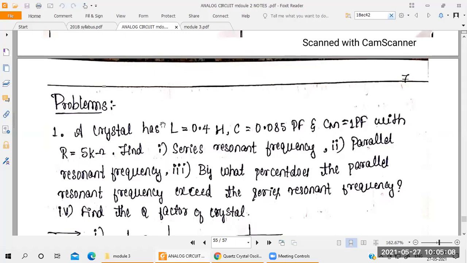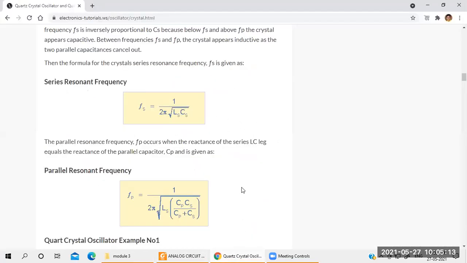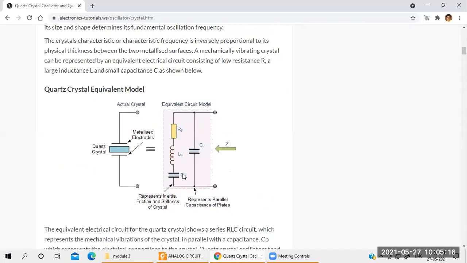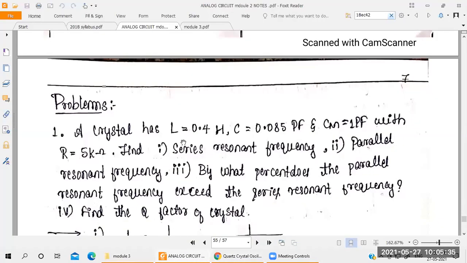You know the crystal diagram, right? So this is the equivalent circuit of the crystal. What are the elements here? Resistor, inductor, capacitor. Those values are given in the problem, even the parallel capacitor. There are 4 elements: resistor, inductor, series capacitor, and parallel capacitor. So what is the inductance value? 0.4 Henry. What is C value? 0.085 picofarad. Mounting capacitance, that is parallel capacitance, is 1 picofarad. R is how much? 5 kilo.